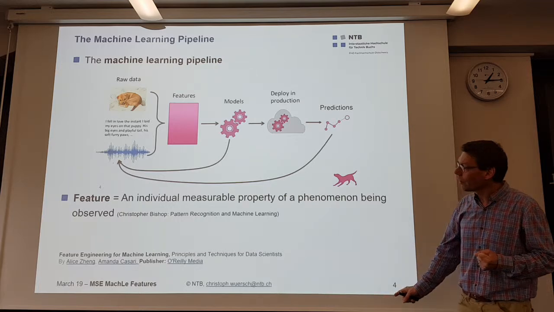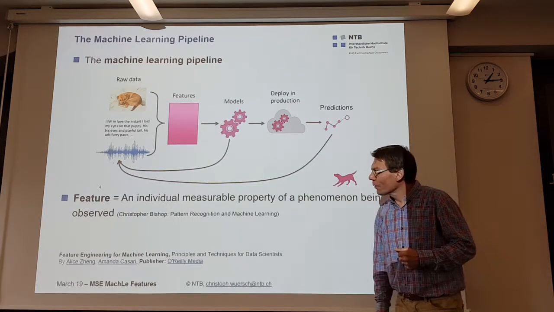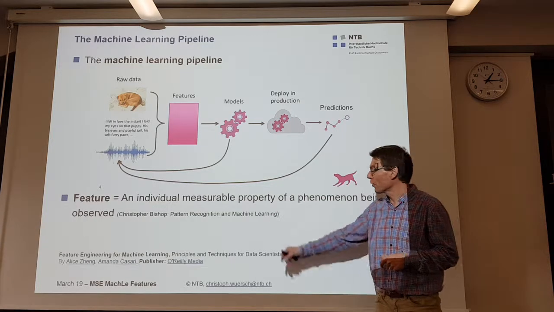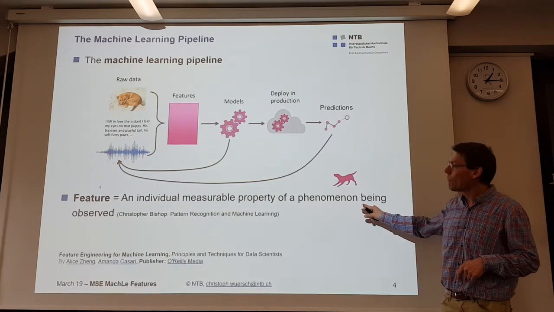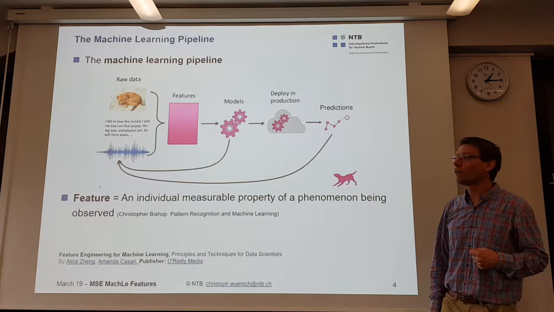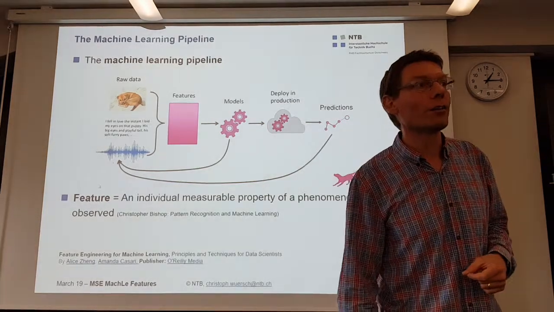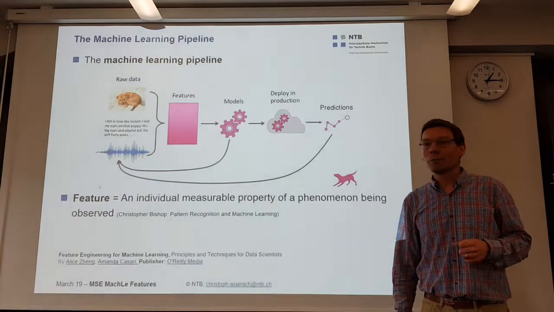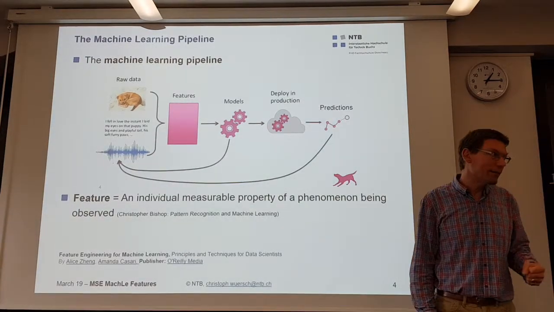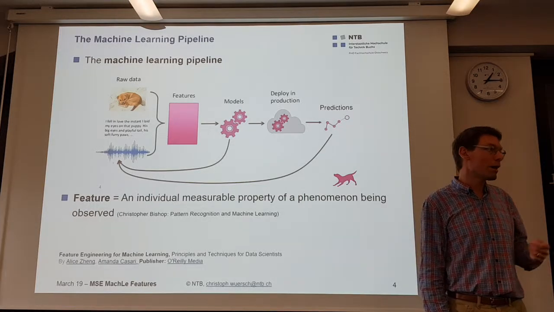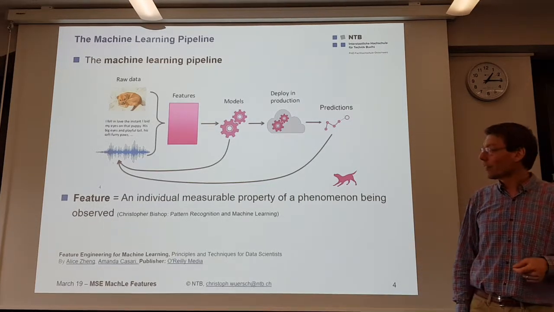What is a feature? I would call it, or Christopher Bishop calls it, an individual measurable property of a phenomenon being observed. So it's a real observation, or deduced from an observation, but it must be measurable, so you can repeat it and it will give more or less the same answer. If you measure twice, you get the same thing.